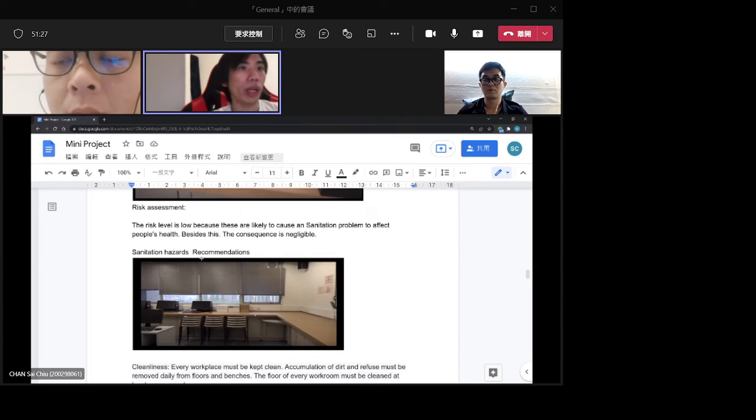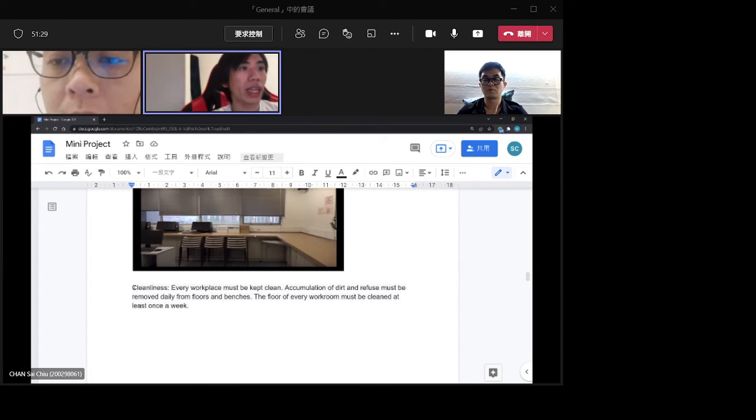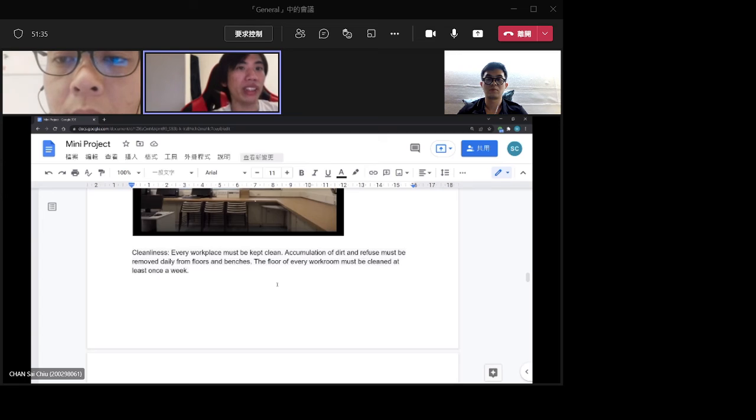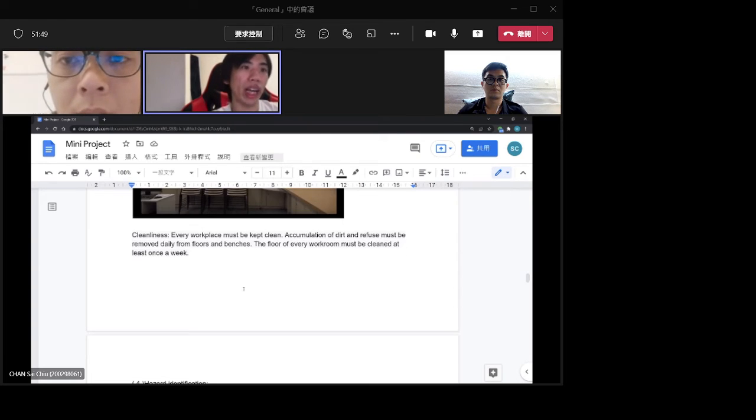Sanitation hazard recommendations. Every workplace must be kept clean. Accumulation of dirt and refuse must be removed daily from floors and benches. The floor of every workroom must be cleaned at least once a week.